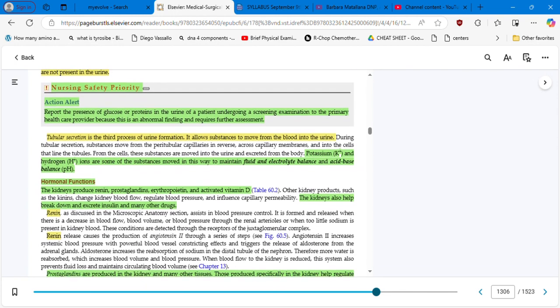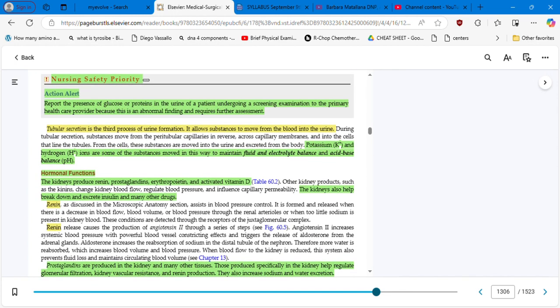Safety Action Alert: report the presence of glucose or proteins in the urine of a patient undergoing a screening examination to the primary healthcare provider, because this is an abnormal finding and requires further assessment. So the more glucose you see in the urine analysis, you have to report to the doctor, meaning that the patient is having an uncontrolled level of glucose, right? Diabetics.